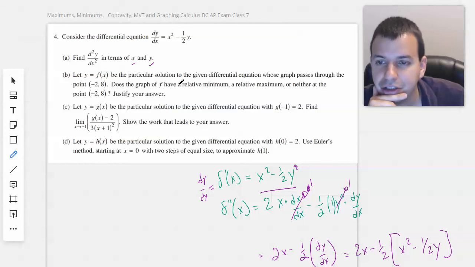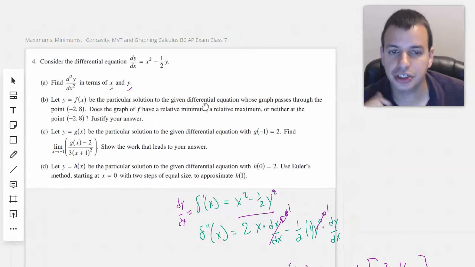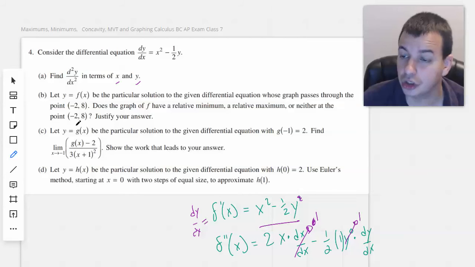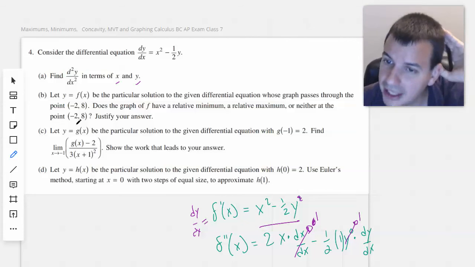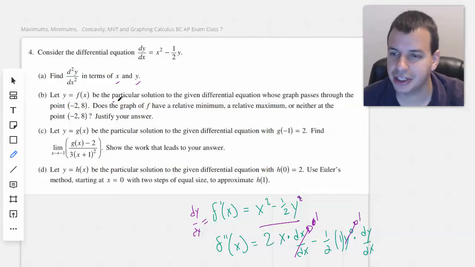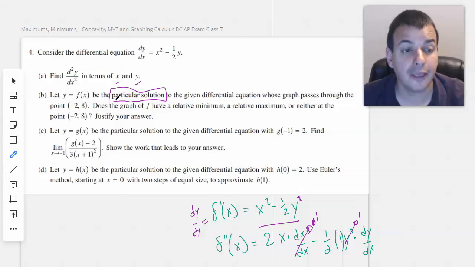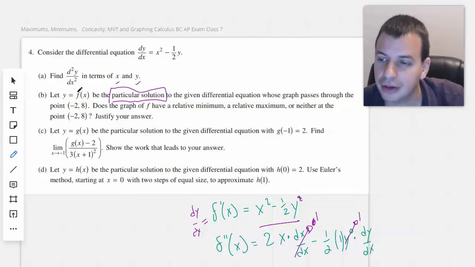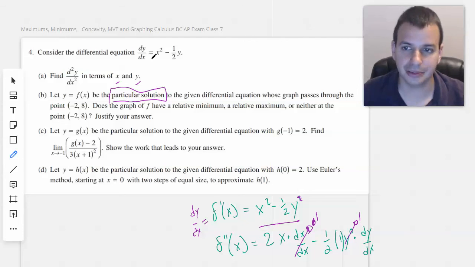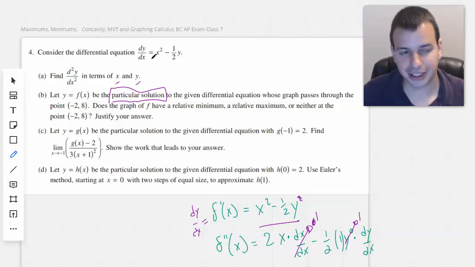Be the particular solution to the given differential equation whose graph passes through the point (-2, 8). Okay, so when you see "particular solution" here, you're thinking, what does that mean? It just means that if we plug in (-2, 8) into this equation, it'll work. It won't break, it'll make sense. We won't get something like 3 equals 8.